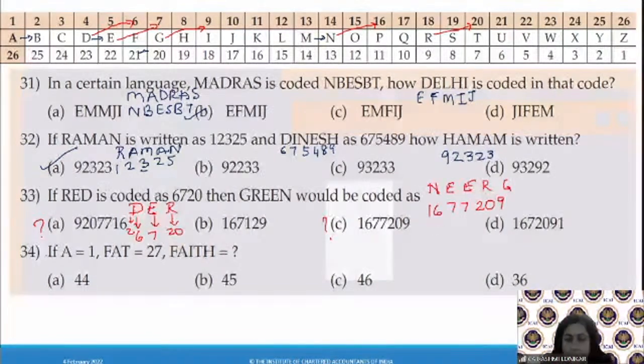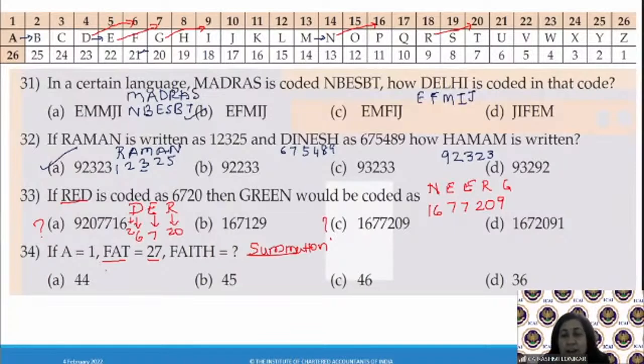Okay. Now next is 34. A is 1. FAT is 27. See, now there are three letters, but this is 27. Okay, so the number is reducing. Here in this question, what happened? We had 3 letters and the numbers were 4. Here my letters are 3, but my number is smaller. Earlier some number was bigger, here this is smaller, so that means I have to think in terms of summation. Okay, think in terms of summation.